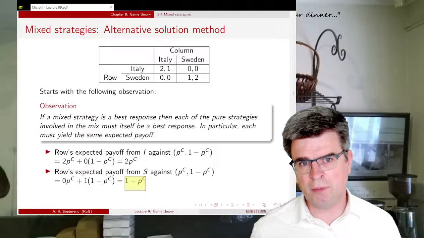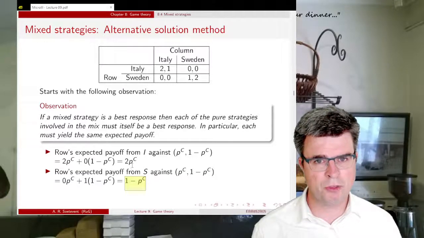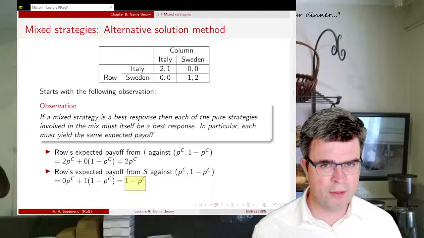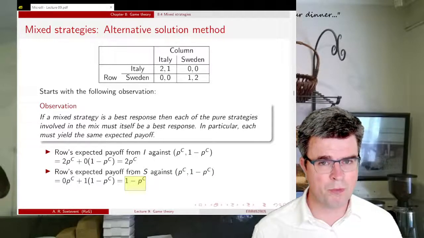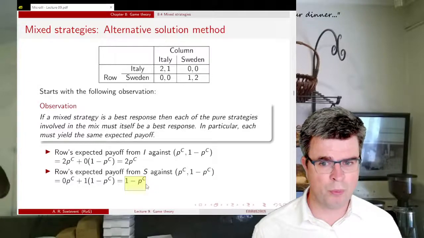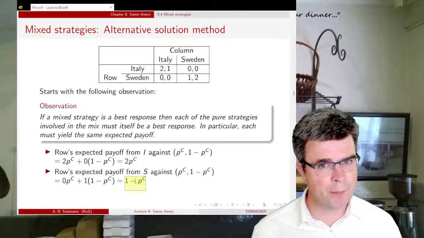In the mixed strategy equilibrium, the row player is indifferent between playing either of these pure strategies that are involved in the mix. So for the pair of strategies to be a mixed strategy equilibrium, it needs to hold that the expected payoff when playing Italy is the same as the expected payoff of playing Sweden. So we can equate these two and solve for PC.